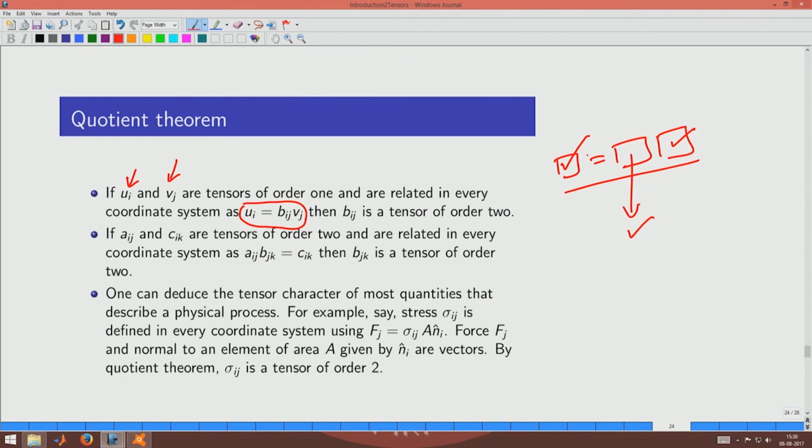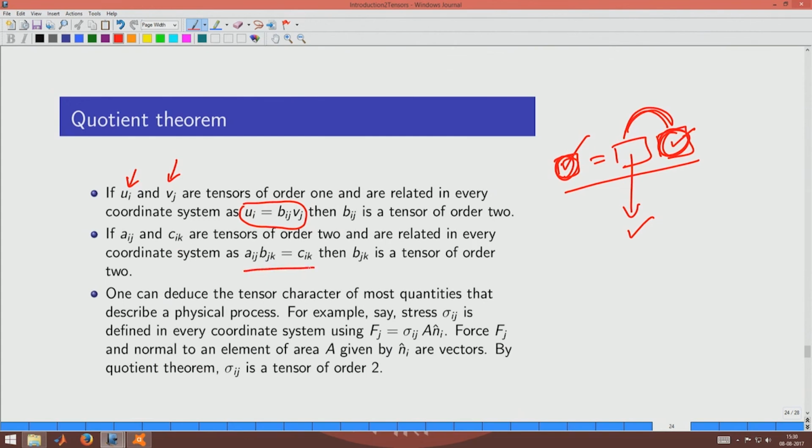Now, the outer product being a tensor applies when you know that these two are tensors. But here it is not these two, it is these two which are tensors, and we are talking about the tensorial order of what is here. So, it is not a direct extension of the outer product or inner product being tensors. That is why you need a separate theorem to talk about this. When we apply it for higher orders, in every coordinate system, if A_ij and C_ik are related like this, then B_jk also must be a tensor of order 2.